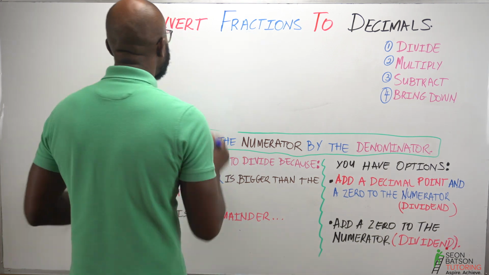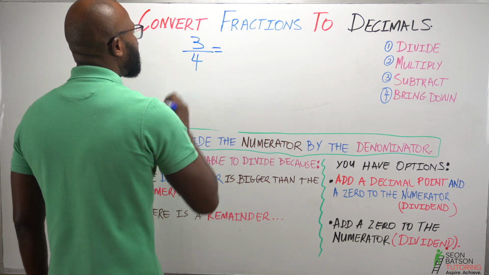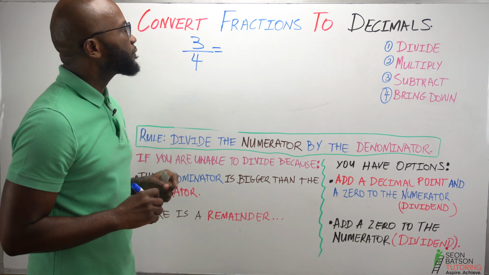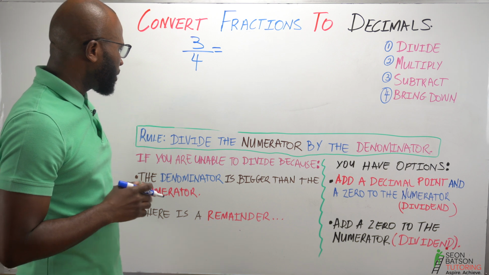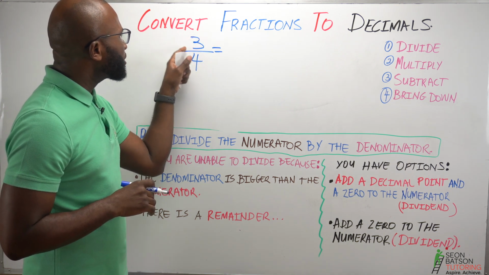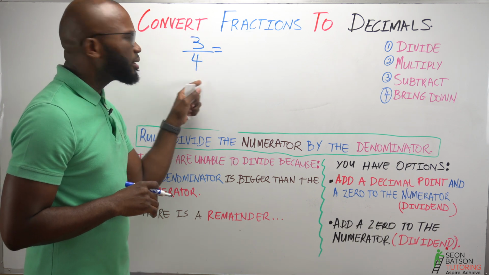Let's do, this is a popular one here. We want to convert 3/4 to a decimal. Yes? Again, what does the rule say? We will simply divide the fraction's numerator by the fraction's denominator.